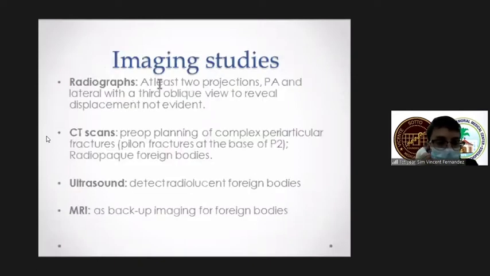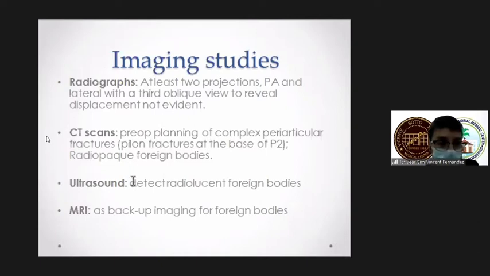For the imaging studies, this includes your radiograph, at least two projections, your PA and your lateral, but you could also request a third, oblique. Usually we order a hand series, AP, oblique, and lateral, to reveal displacement not evident in your PA and lateral views. For CT scan, it's important for pre-op planning, especially in complex periarticular fractures, such as pilon fractures at the base of the P2, because it requires more or less an anatomic reduction. It is also used for radio-opaque foreign bodies.